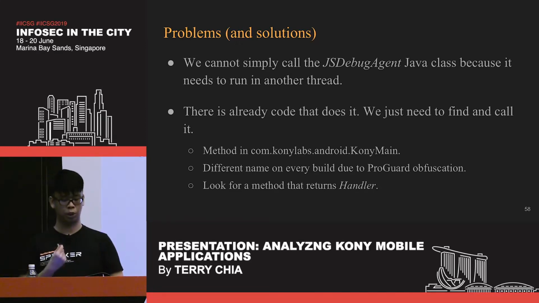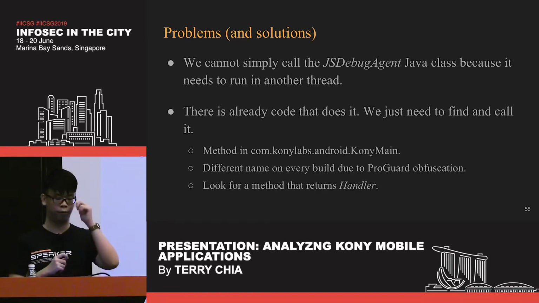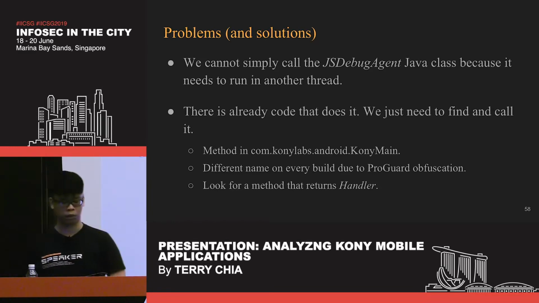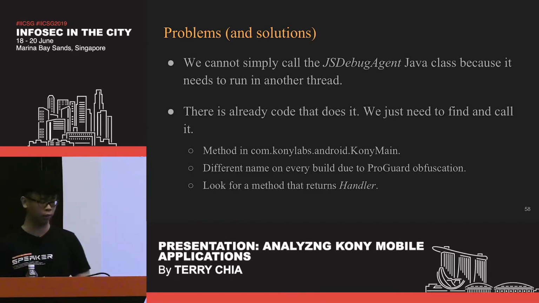And the method that we are interested in lives in a class called Kony main. However, there's a different name on every build of Kony due to obfuscation. So you have to do some manual analysis to find out which is the method that you need to trigger. What we want to look for is a method that returns a handler object. And in that class, there should only be one such method, so it should be relatively easy to identify.